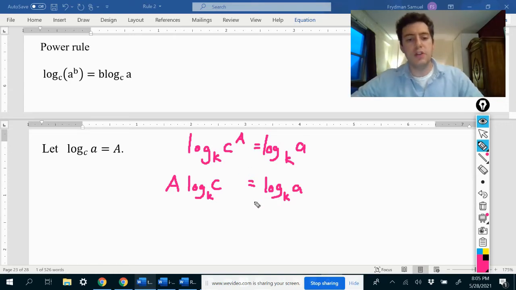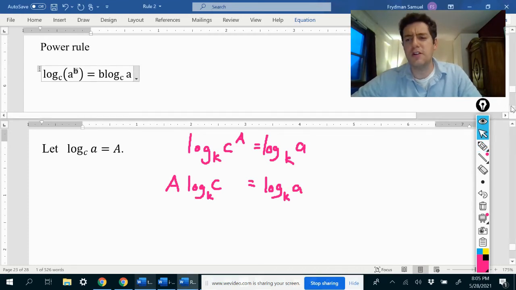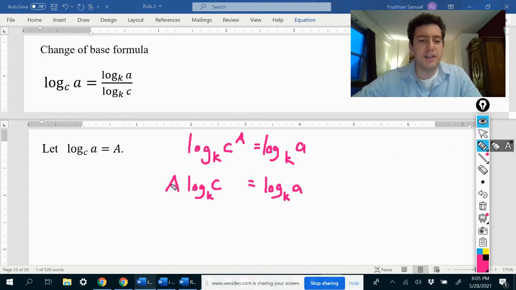Now, again because we want to, not because we have to, you'll see that what I'm about to do turns out to be useful in the end. It'll bring us to the quotient rule. Sorry, not the quotient rule, the change of base formula. So I want to get this a by itself. How can I do that? Well, this a is being multiplied by this, so we'll just divide. We'll divide by the log base k of c, and we will do that to the other side.